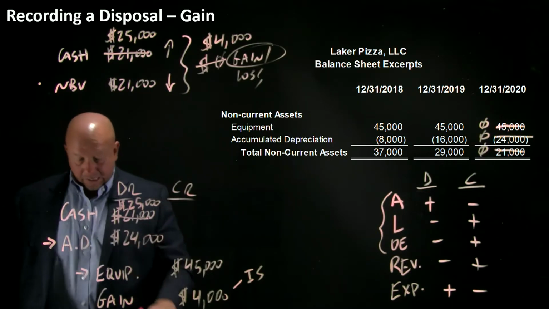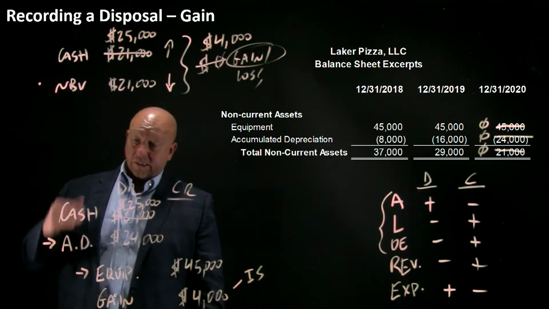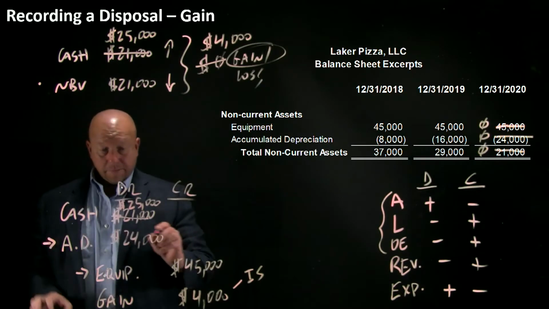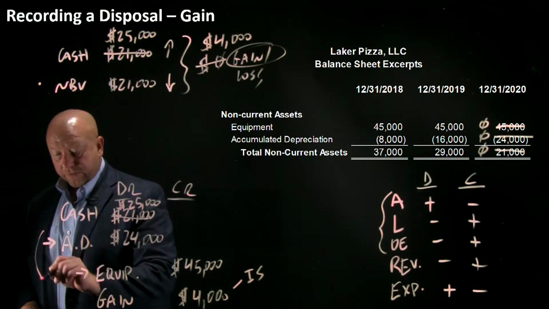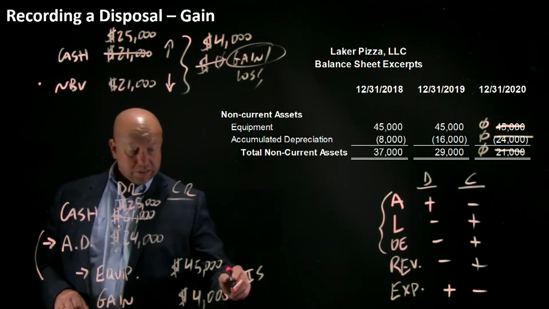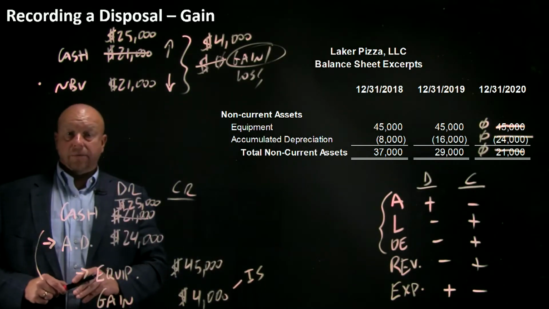But at the end of the day, what you're seeing here is that the cash is going to increase by $25,000. The net book value portion right here is still going to be the same entry, but now we get to record this gain on our income statement.